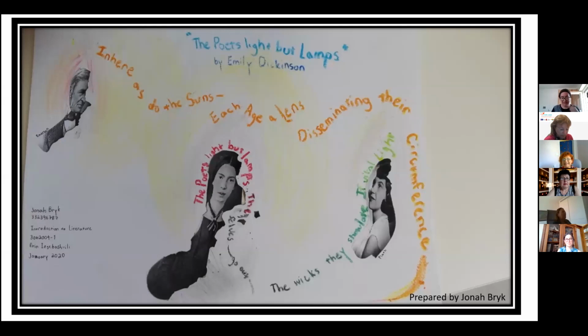This is another Emily Dickinson poem called The Poet's Light But Lamps. And this poem has in it an image of a lens and says that the poet is like a lens that refracts light past herself and into the future, into other ages and other moments in history. So the student has used that lens image to connect Emily Dickinson to Ralph Waldo Emerson, he's up here, and on the right-hand side to Sylvia Plath.